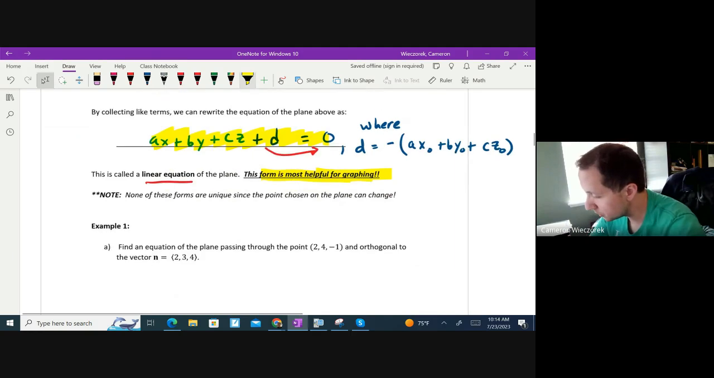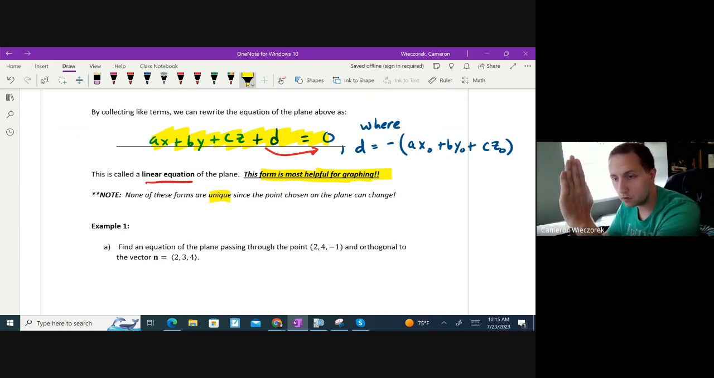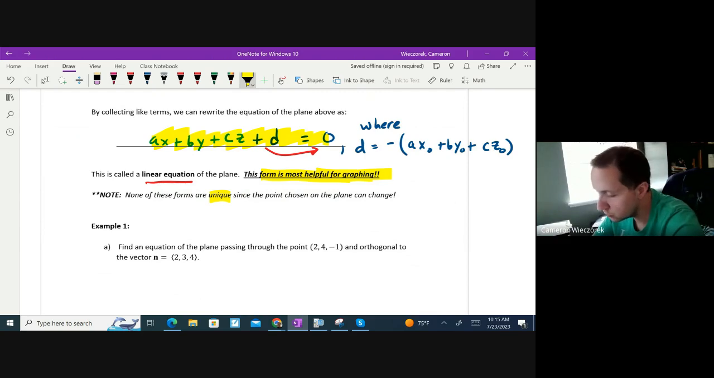Just like with equations of lines we saw last time, these forms are not unique. You could have chosen a different initial point on the plane. You could have used any scalar multiple of that normal vector because it would still be orthogonal to the plane even if you doubled the size of the normal vector or cut the size of the normal vector in half. So choosing the initial point and rescaling the normal vector will change that equation of the plane. So it is not unique.